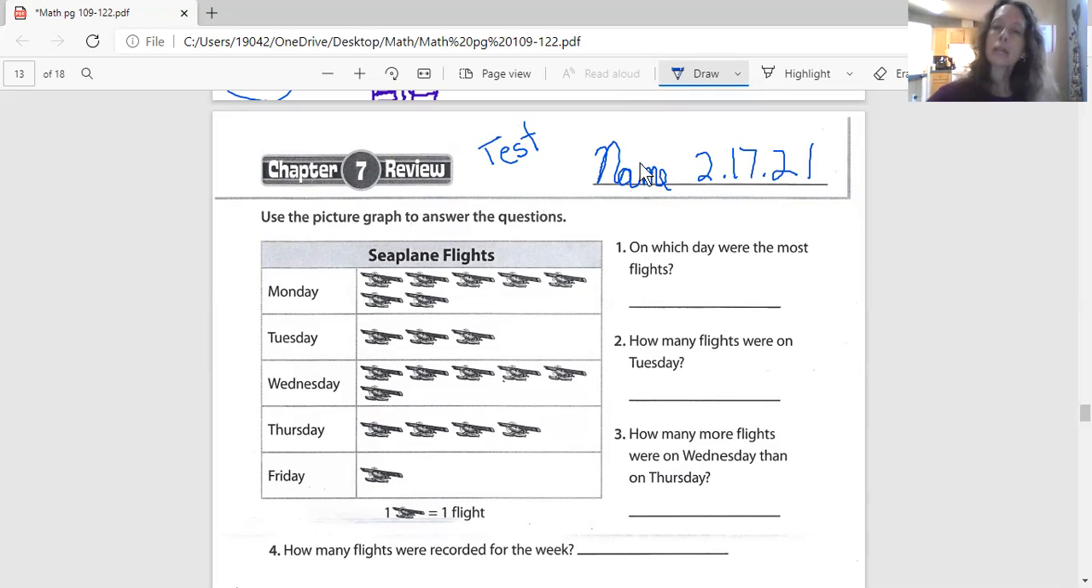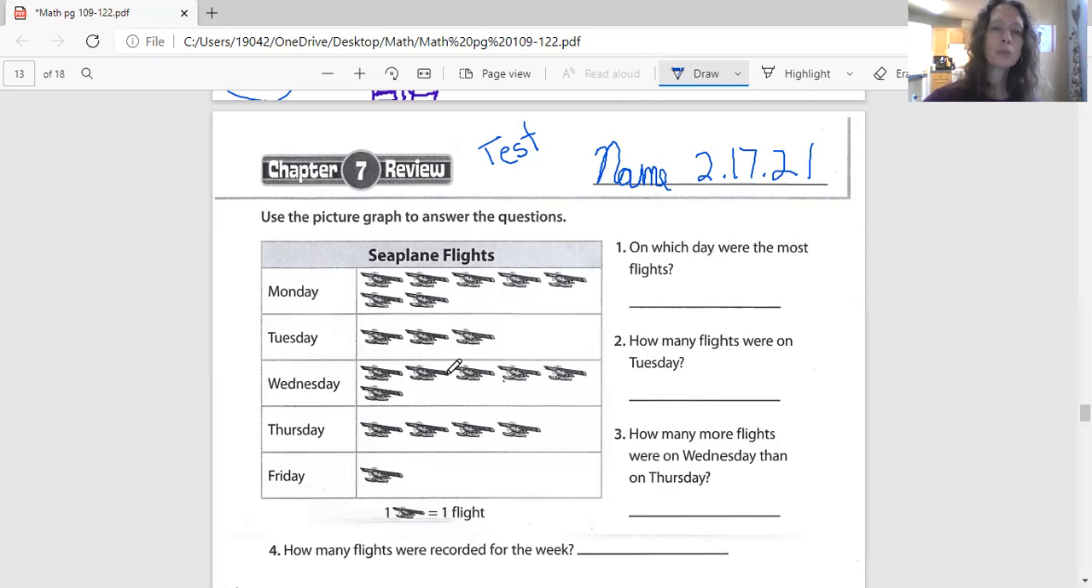Okay, now yesterday we looked at our graph that had, this is a picture graph, and it's called seaplane flights. These are the days of the week. These are the number of flights. And if we looked on our key, we found out that, I'm not sure you can see that as I point to it, that one airplane equals one flight, okay? So we can look at number one, and it says, on which day were the most flights?